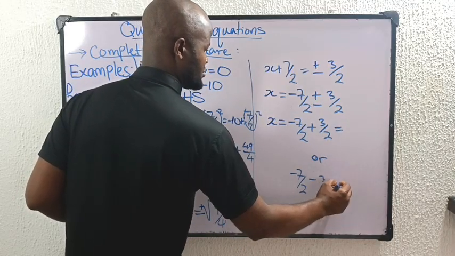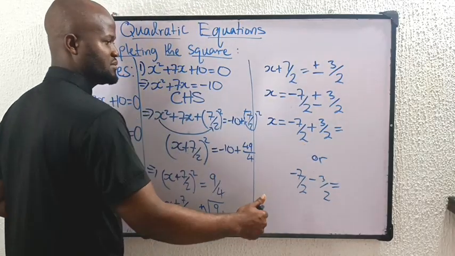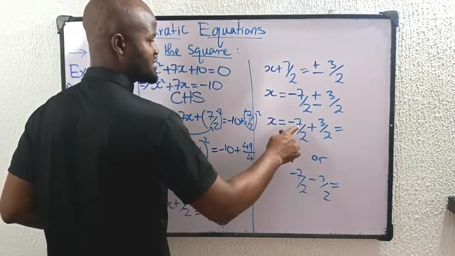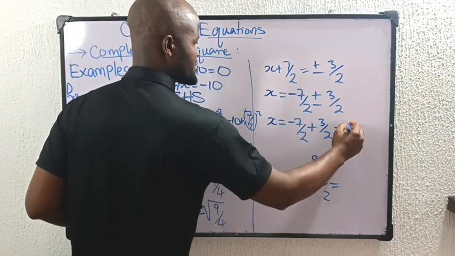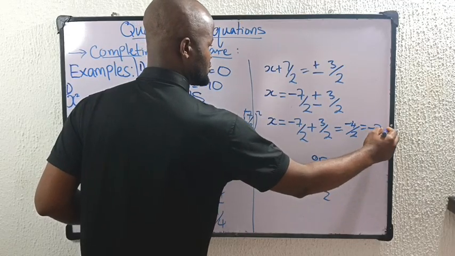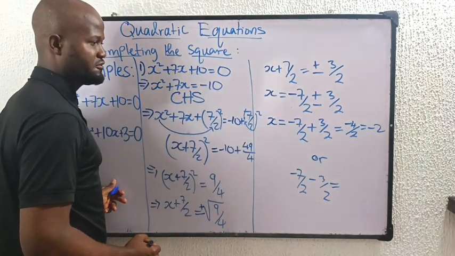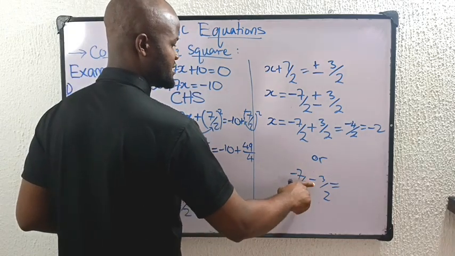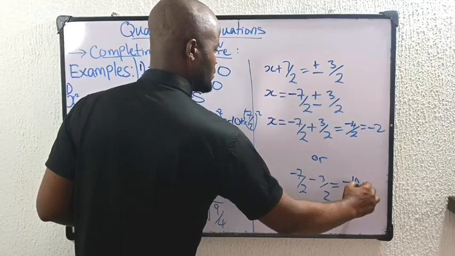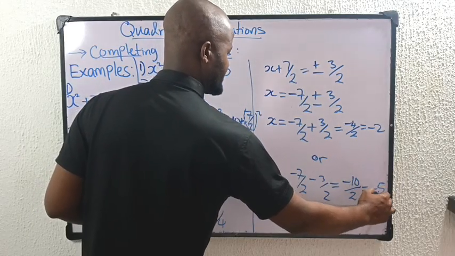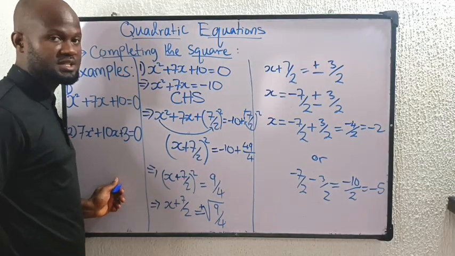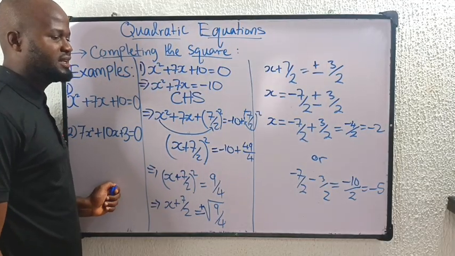Now what's the answer going to be? Remember, the denominators are the same, so all we need to do is add up the numerators. Negative 7 plus 3 gives us negative 4 over 2, which becomes negative 2. That's our first value of x. And then the next one, negative 7 minus 3, gives us negative 10 over 2, which becomes negative 5. And that is our second value. So the 2 values of x are negative 2 and negative 5 for the first example. Now let's take the second one.